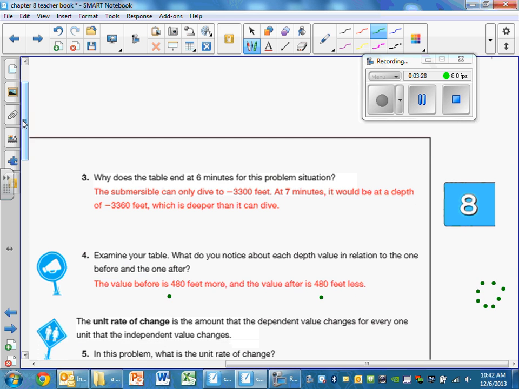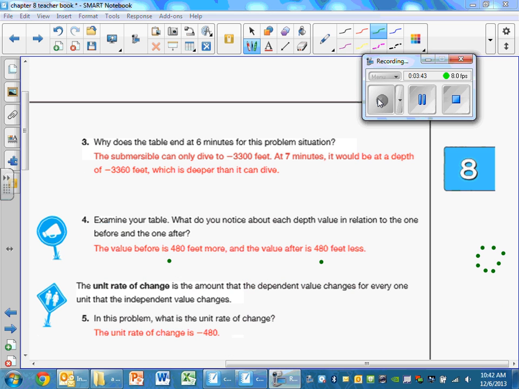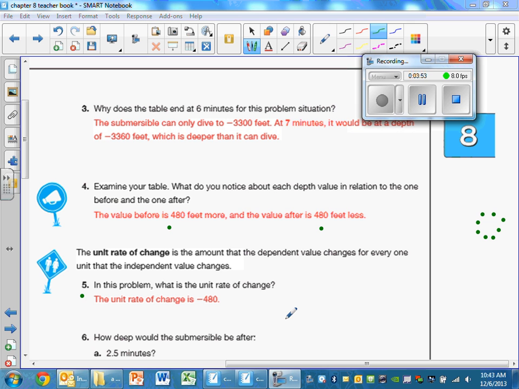So one more time, let's read the unit rate of change. The unit rate of change is the amount that the value changes for every 1 unit that the independent value changes. So in this problem, what is the unit rate of change? For number 4, the rate of change is negative 480. All right, so how deep would the submarine be after 2.5 minutes?